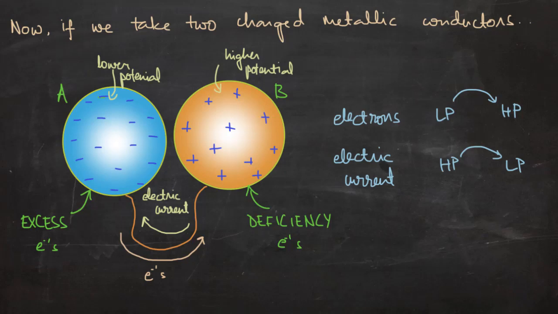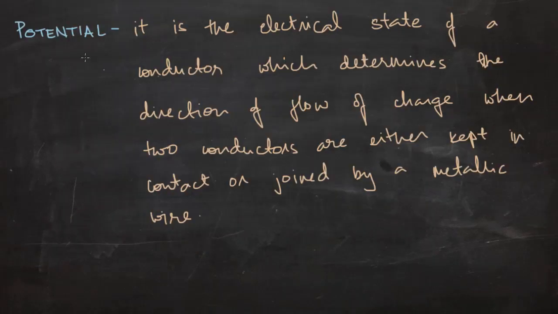So at this stage, we can define the word potential. We define potential as the electrical state of a conductor which determines the direction of flow of charge when two conductors are either kept in contact or joined by a metallic wire.